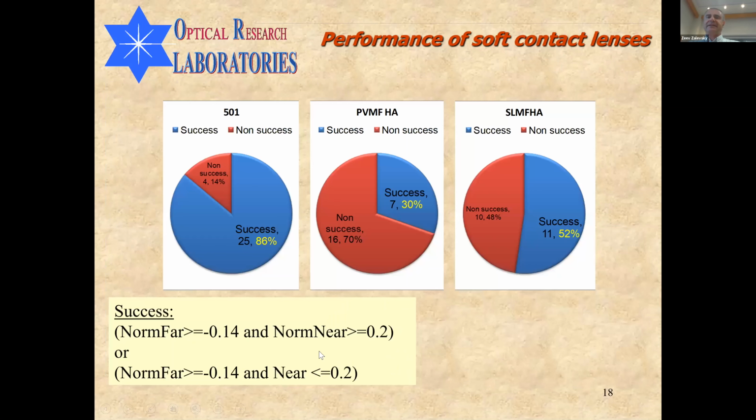And in mass scale clinical trials, we compare the performance of our contact lens with our extended depth of focus with a pure vision multifocal high addition contact lens. It's a commercial product fabricated by Bausch & Lomb. And you see that the performance we have is about 3 times better than the commercial contact lens.